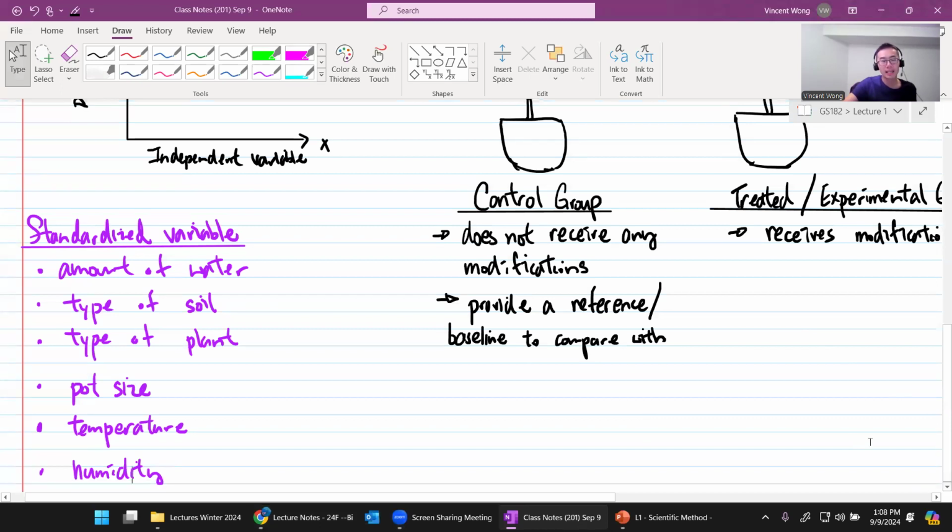Okay? And again, in case you missed it, the reason why we need to keep all of these things the same between the control group and the treated group is so that when you do see a difference in the height at the end, you know it was caused by the different amount of sunlight exposure and not any of these purple things that I've listed. Okay. Questions? All right.